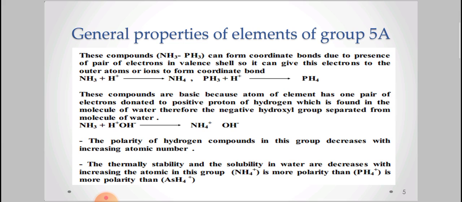The polarity of hydrogen compounds in this group decreases with increasing atomic number. The thermal stability and solubility in water decrease with increasing atomic number. In this group, NH4 positive is more polar than PH4 positive, which is more polar than AsH4 positive.